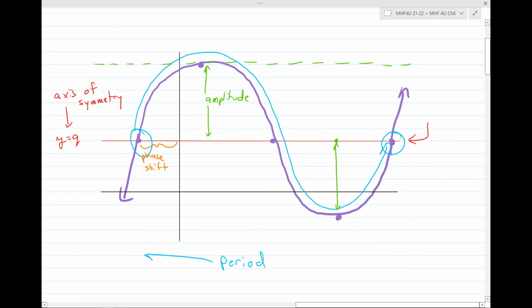So your period is the horizontal distance from the beginning to the end of one rotation around here. That's it. That's the last one. I will see you in the lesson.